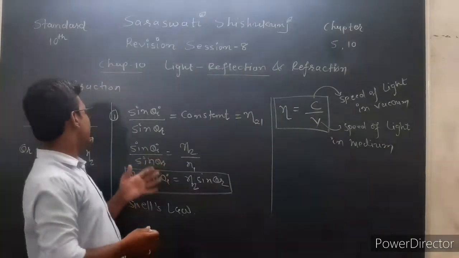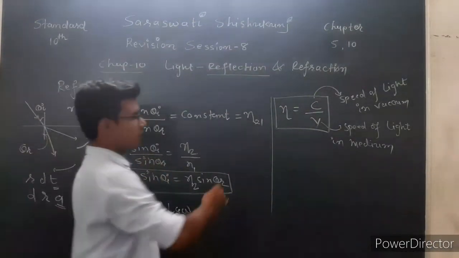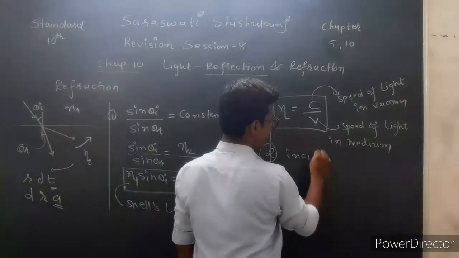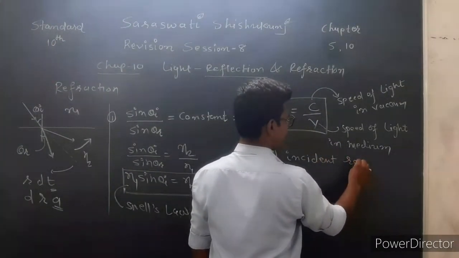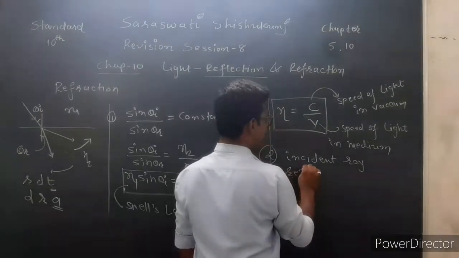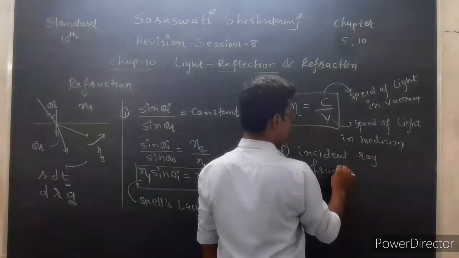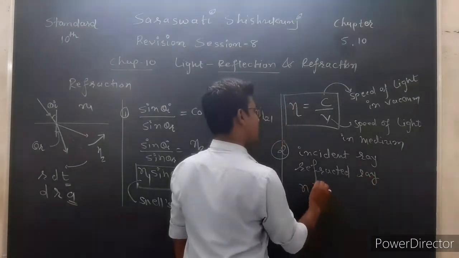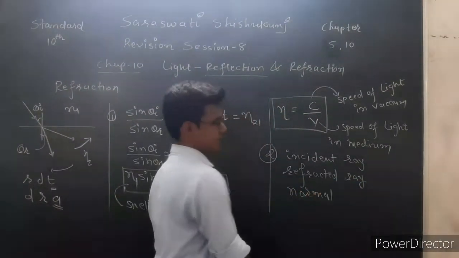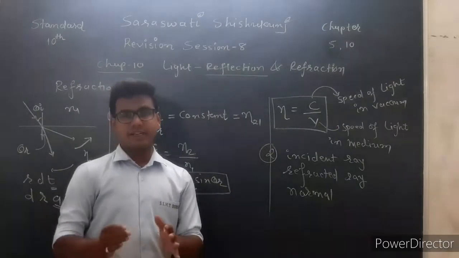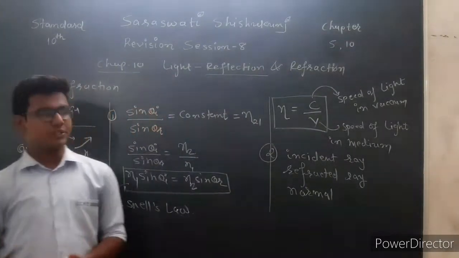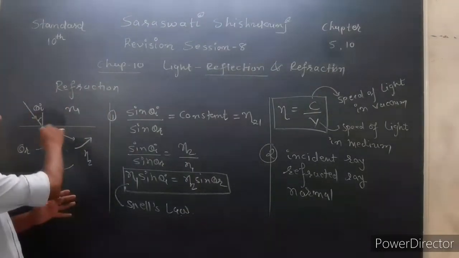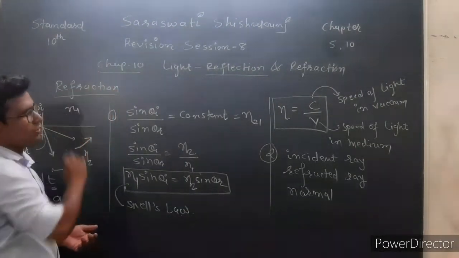Right? So here this was our first law. In the second law, the incident ray, the refracted ray and the normal drawn to the surface, these three lie in the same plane, that we have understood in our second law of refraction. So this way, this is also an important topic to refer.